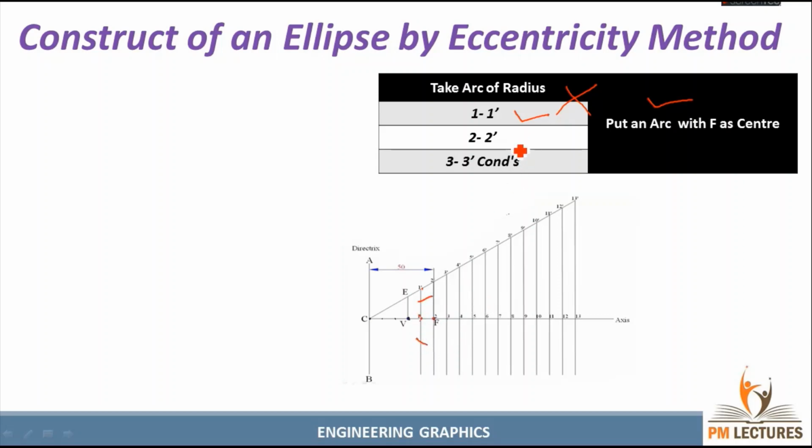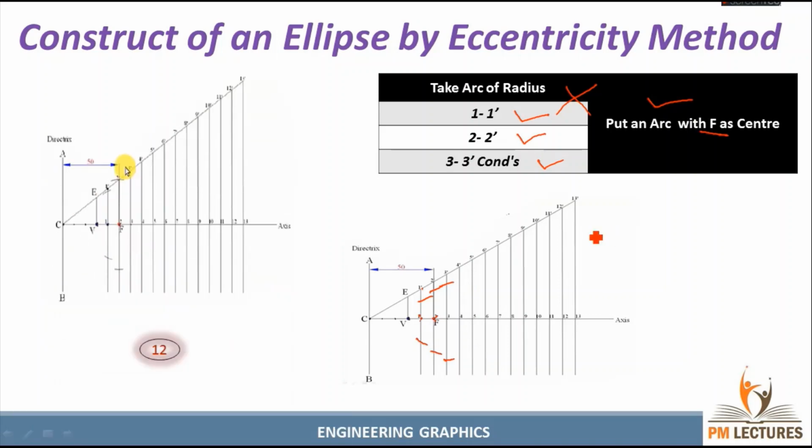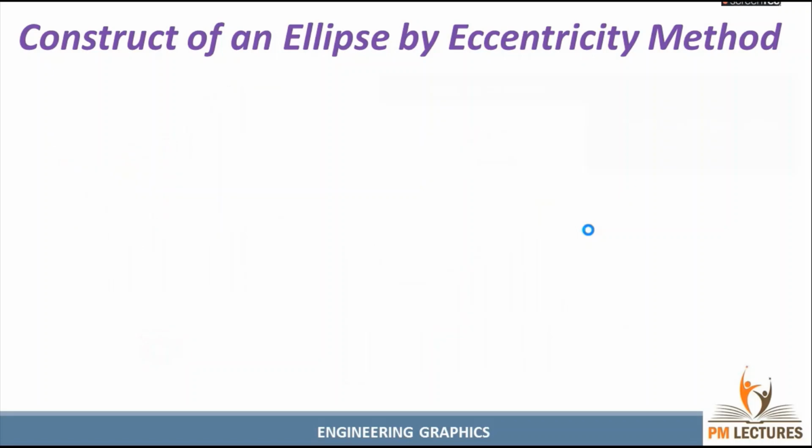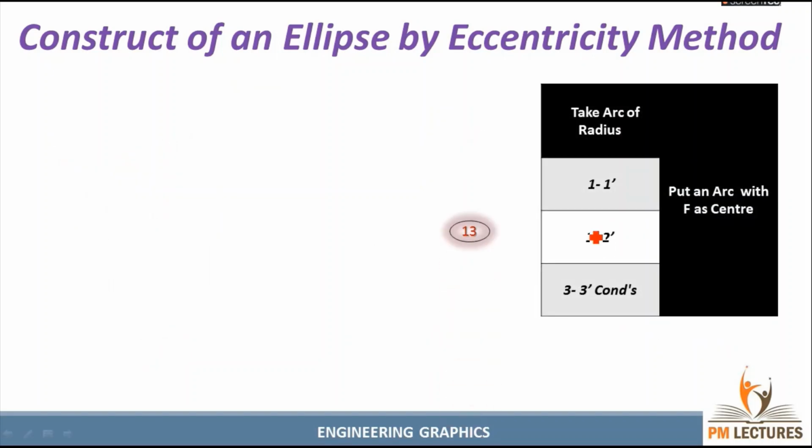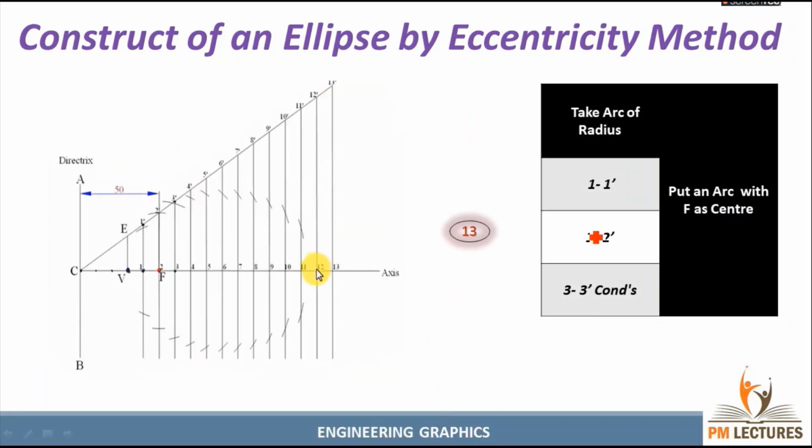After that, measure the distance 2 to 2 dash. So 2 will be here and 2 dash will be here. Measure this distance and again with F as center, keep one leg of your compass here and put an arc like this. Similarly 3 to 3 dash with F as center. Make an arc here, here. So continue this up to the 13 lines. The arcs will be like this. This is the final output.